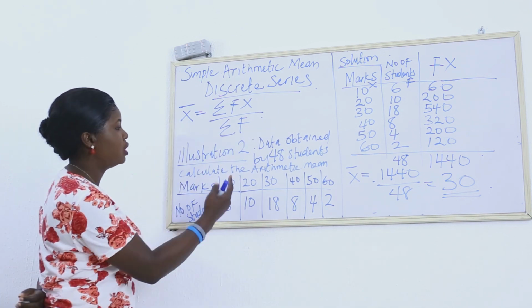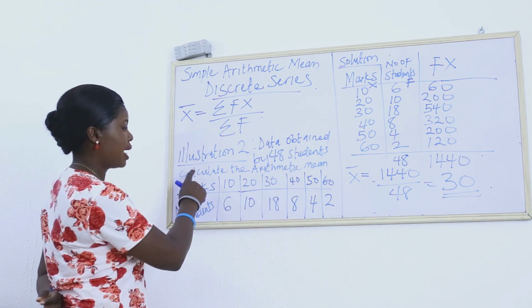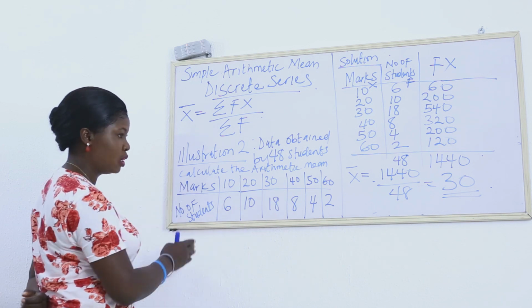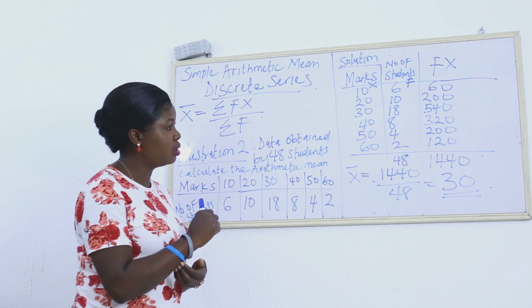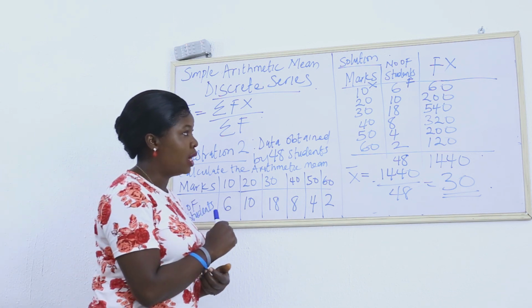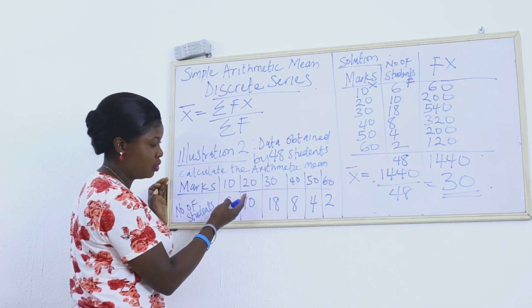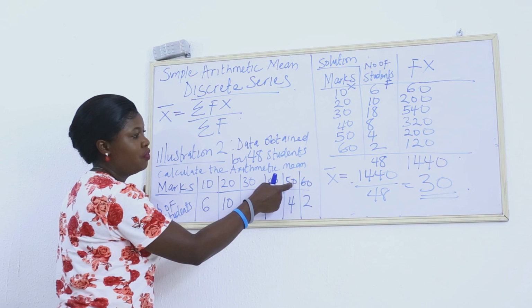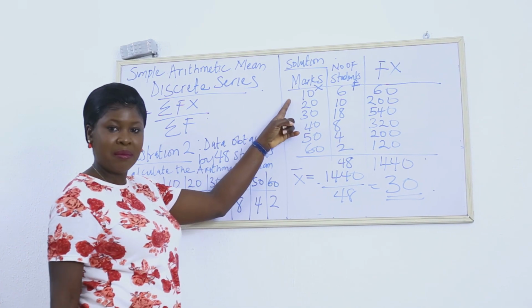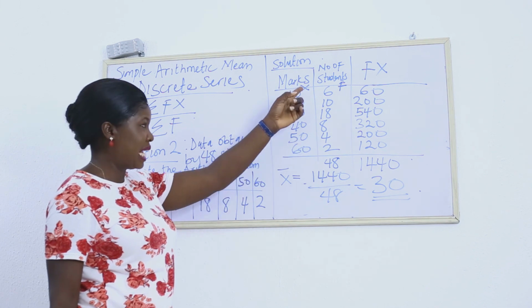So this illustration says the data obtained by 48 students, calculate the arithmetic mean, and this is the question, and I've solved it on this board. And what does the solution look like? One, I've written out the marks as it is in the question. If you look at the question, I have 10, I have 20, I have 30, I have 40, 50 and 60, and that is the same I've represented in the solution. And the mark is represented by x.